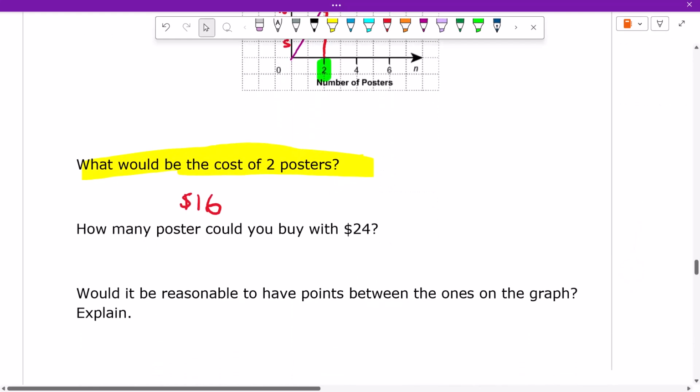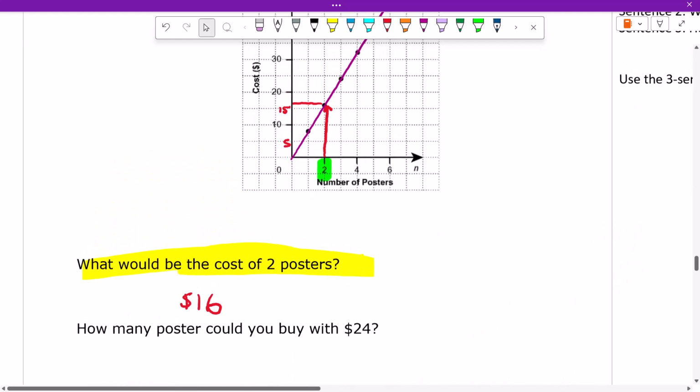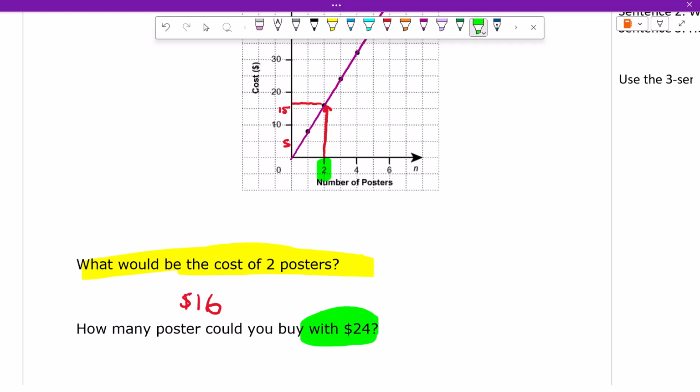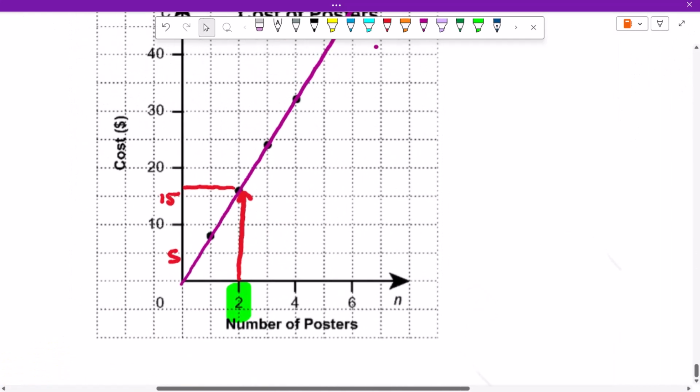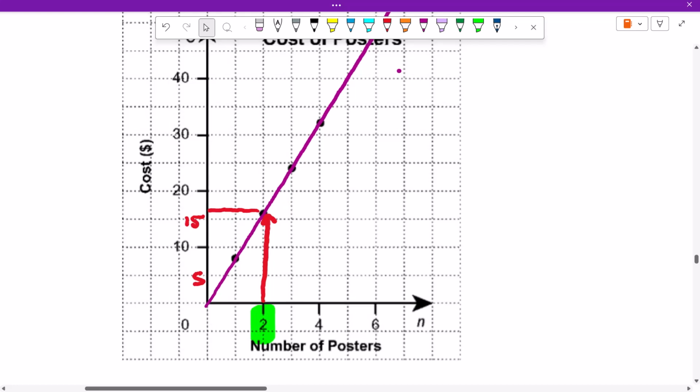And that's fine. So now the second part of the question is, if you had $24, how many posters could you buy? 4. And you're going for 4. How do you come up with 4? Because 4 is right under. Right under what? The line for 24. No, 3.